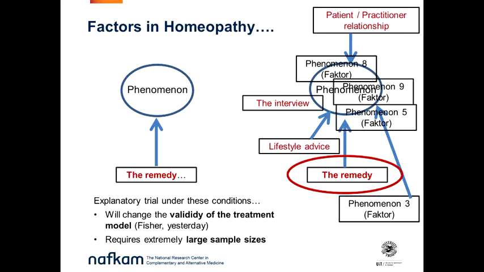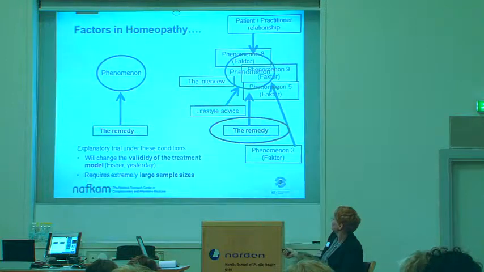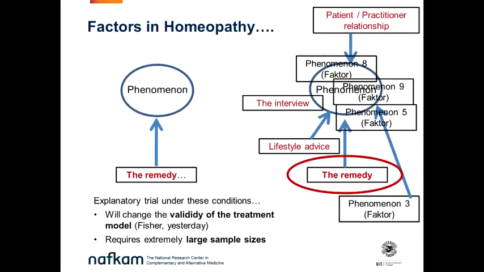So what you can easily see is that if you run an explanatory trial under these conditions, that will change the validity of the treatment model. And that's what you said yesterday, and I thought that's the core point. The validity of the treatment model, that's something that you have to preserve when you do clinical research. We're now sort of tying that thing down into clinical research under these conditions. And the problem that you also have in these trials, if you look at all these factors, is you need extremely large sample sizes in order to determine one factor, because it's so complex.